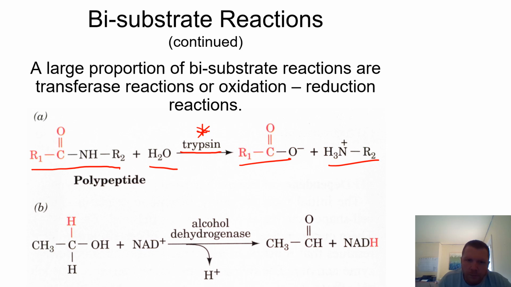Alternatively, this enzyme right here, alcohol dehydrogenase, catalyzes an oxidation reduction reaction. What this is going to do is take ethanol and use a second substrate, NAD+, which is common for oxidation reduction reactions, and it's going to make some acetaldehyde and NADH.